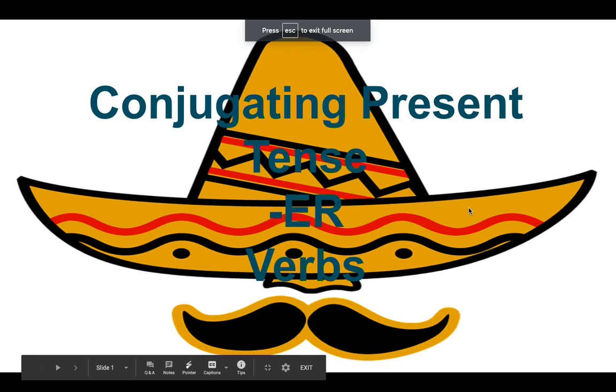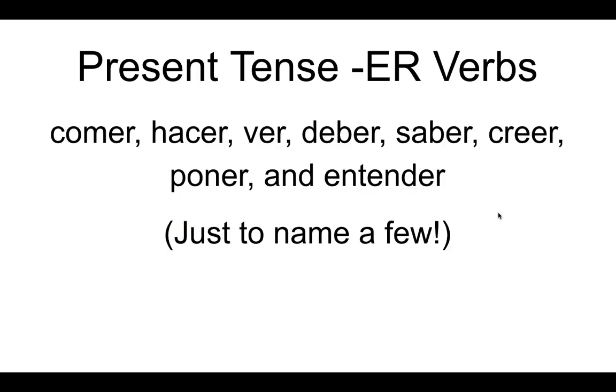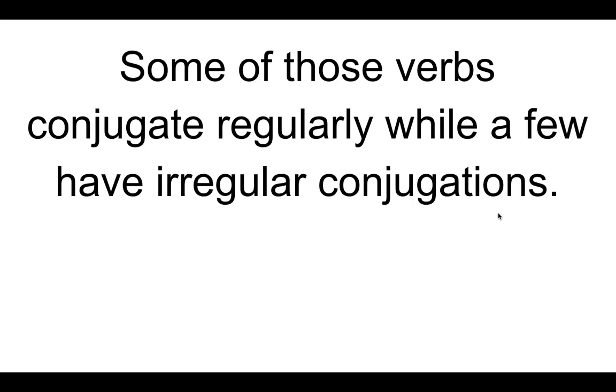Hola, estudiantes! Today we are going to be reviewing conjugating present tense ER verbs. This lesson is going to look pretty similar to your lesson from yesterday, but remember today we are focusing on verbs ending in ER. So, present tense ER verbs: comer, hacer, ver, deber, saber, creer, poner, and entender, just to name a few. Some of those verbs conjugate regularly, while a few have irregular conjugations.